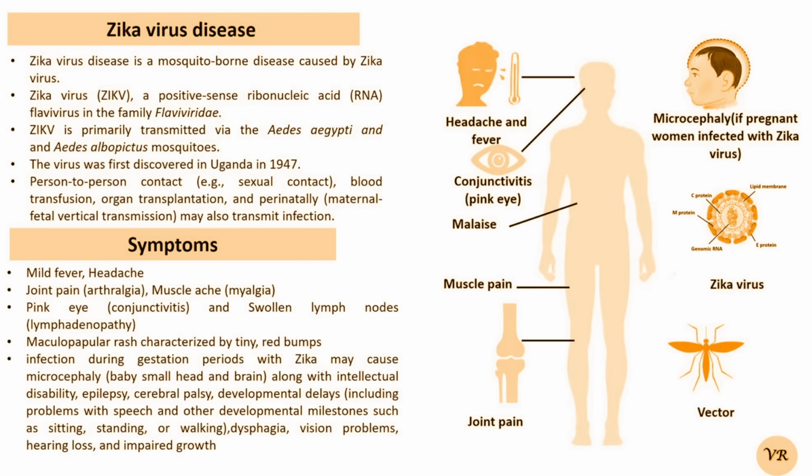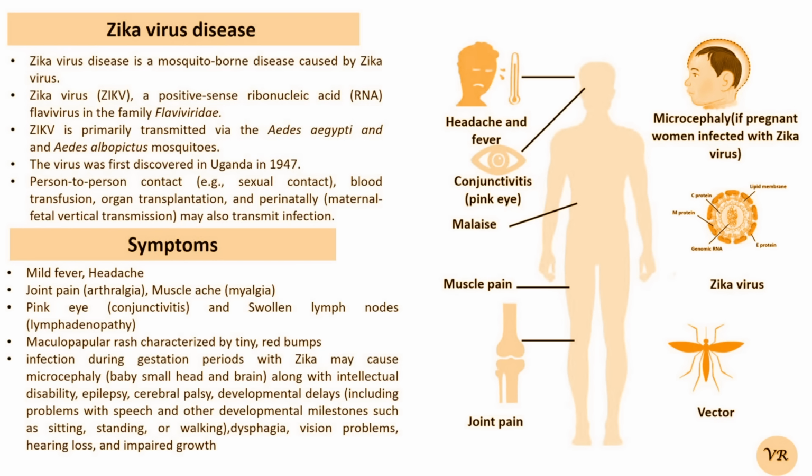Zika virus has been reported in over 80 countries worldwide, with significant outbreaks occurring in tropical and subtropical regions, where Aedes mosquitoes, Aedes aegypti and Aedes albopictus, are common.